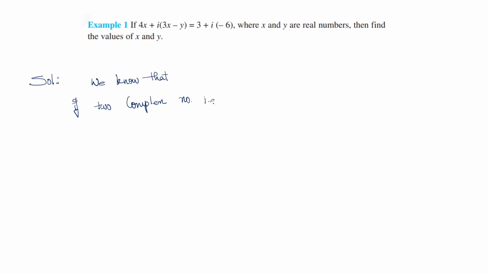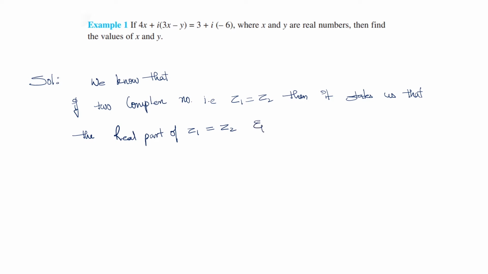then the real part of complex number 1 is equal to the real part of complex number 2. And in the same way, if the complex numbers are equal, then the imaginary part of complex number 1 is equal to the imaginary part of complex number 2. So we write it as Re of Z1 is equal to Re of Z2.